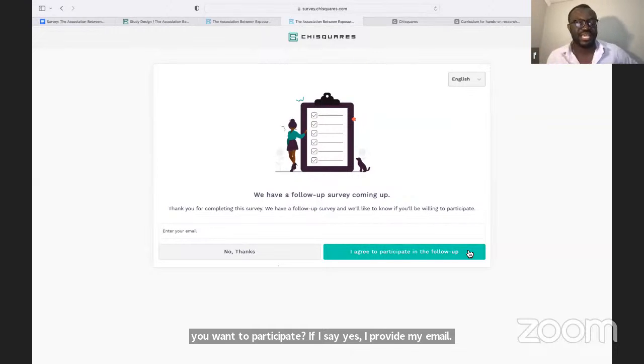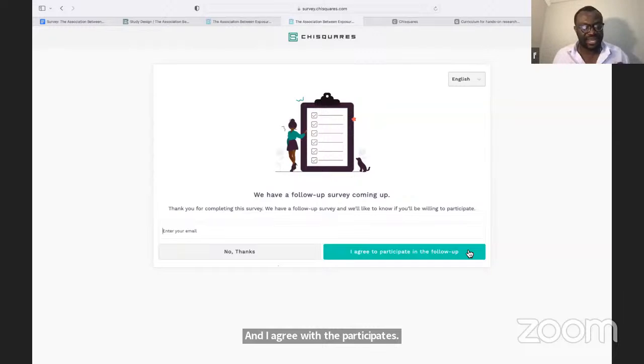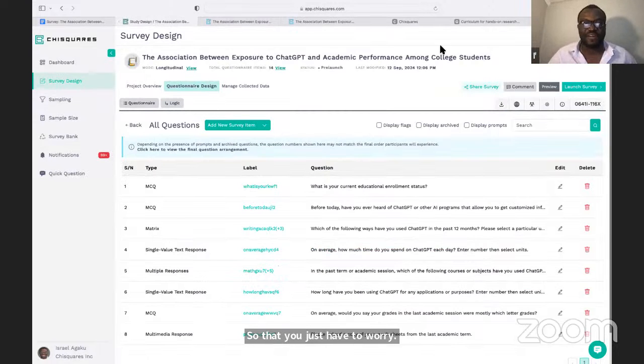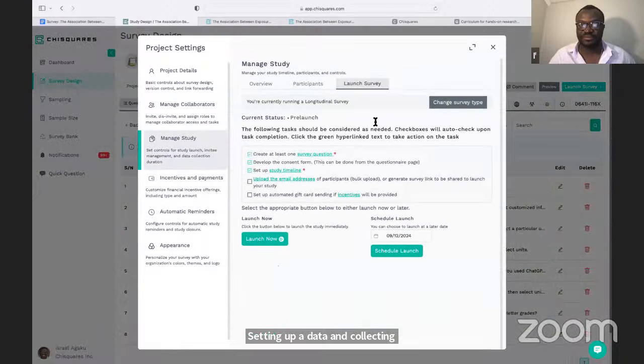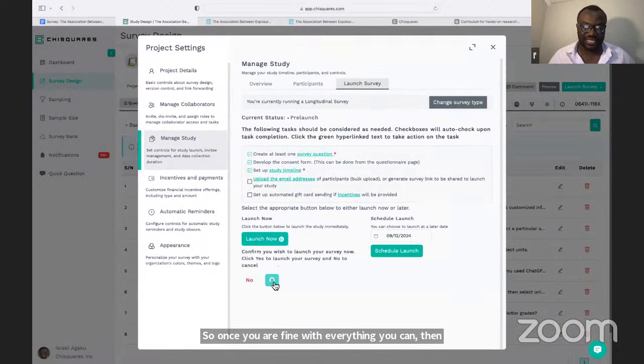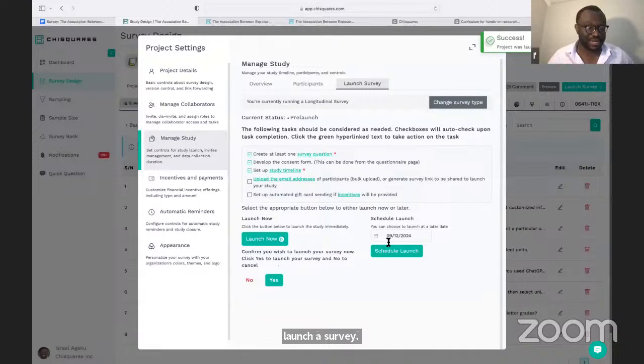The platform uses the email as a unique identifier, both as a mechanism to contact the person and so that the records from the same person are then automatically merged together. So you don't even have to worry about, geez, how do I know the same individual? Every single thing is done automatically, so you just have to worry about setting up the data and collecting it. So once you are fine with everything, you can then launch your survey and collect responses. The platform also analyzes the data for you automatically.